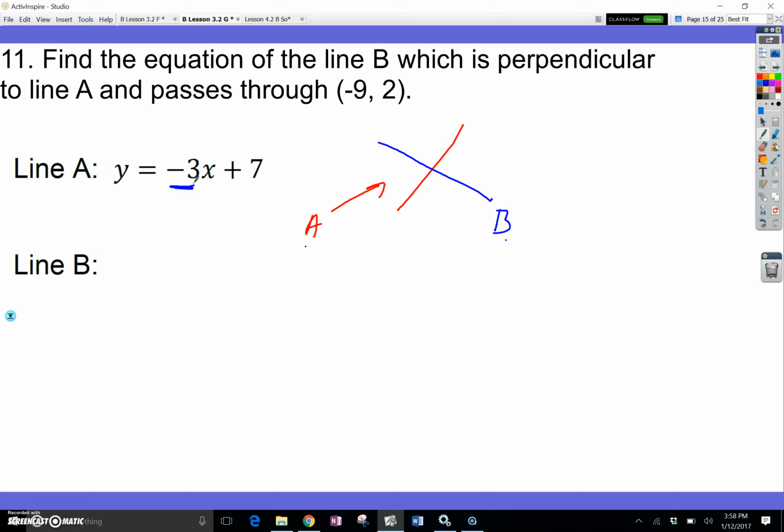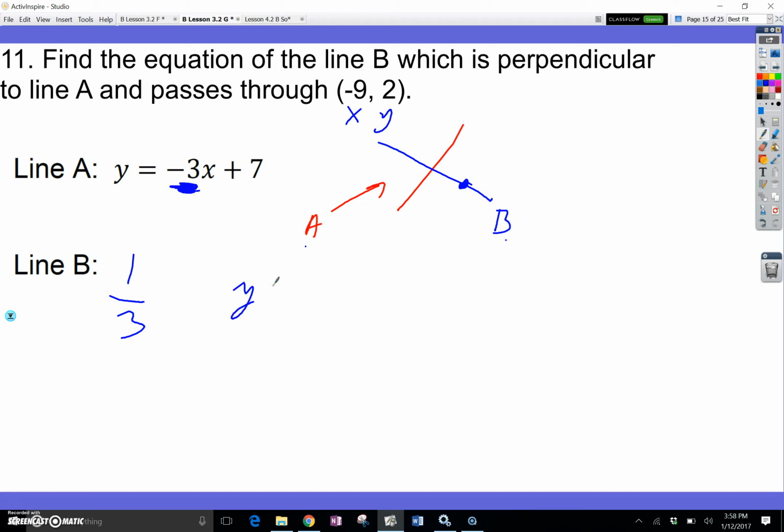So right here on the red line, if that's line A, it's negative 3. Line B is going to be positive 1/3. And now line B also contains this point x, y. So let's just say it's right here. I'm just doing this as a visual to help you, okay? I'm going to plug in this information now to find the equation of a line.